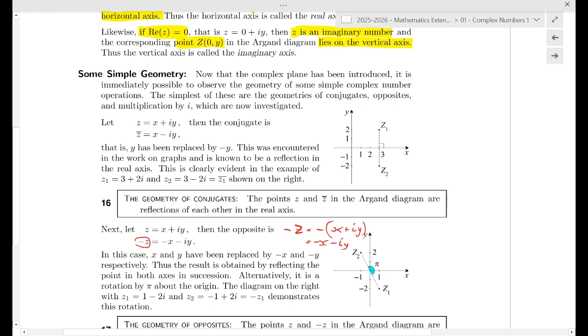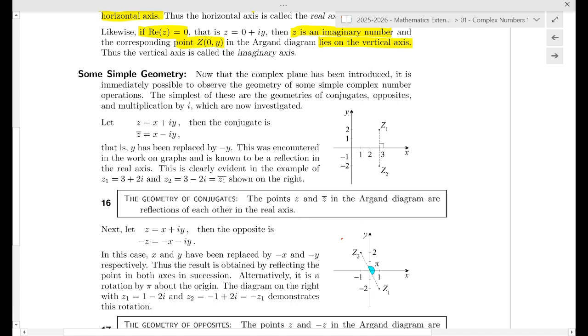Don't think of that as an operation. It's just showing if you have a complex number, the opposite of that complex number is just reverse the signs on both of them. So it's not doing the minus 1 times. It's just saying that's what the opposite is. Oh, okay. Yeah, sure. That's fine.